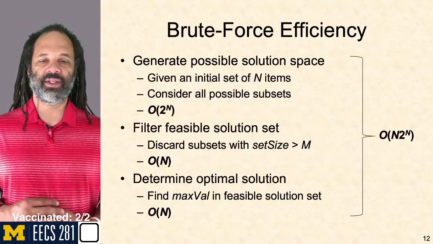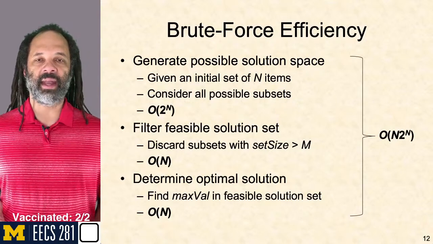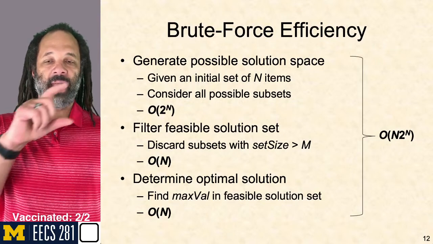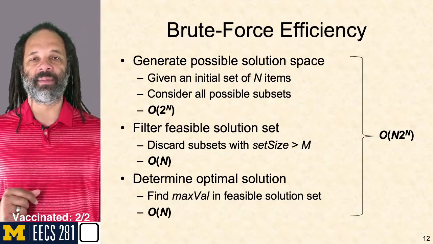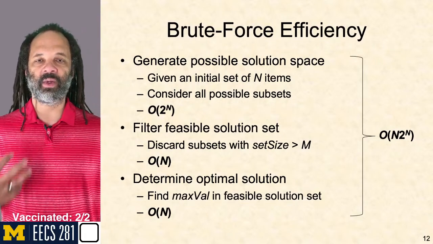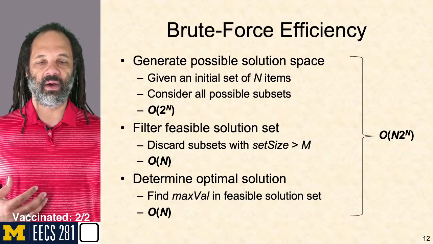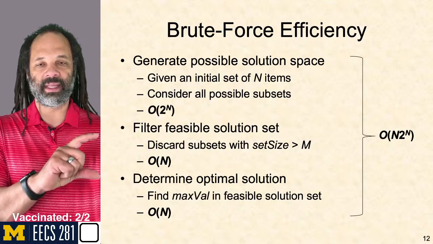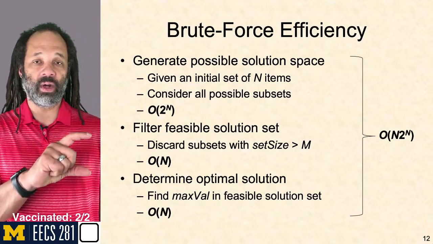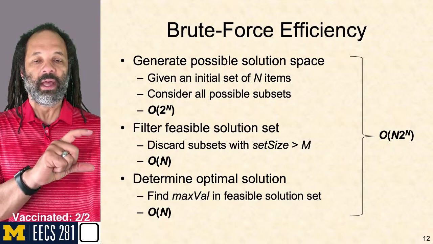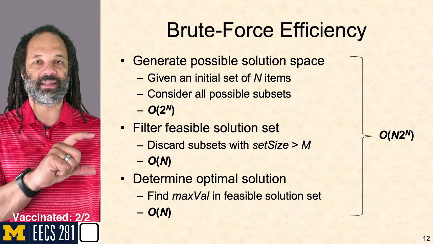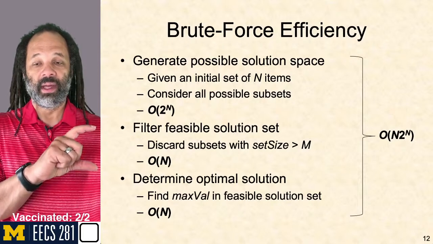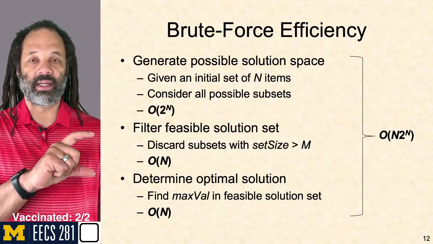In terms of efficiency, we know that these 2 to the n subsets all have to be evaluated. So we've got 2 to the n times we're going to do something, and each time we've got a new set, we've got to figure out what that set size is. And we have to look through all the items in that set, which in the worst case could be all n items. So checking to see if the set size is less than m or greater than m, so we can discard them, costs us big O of n.